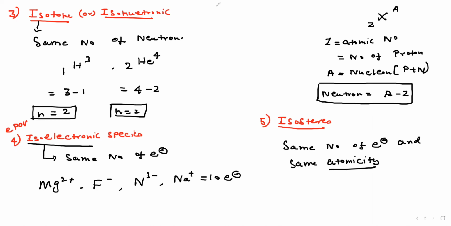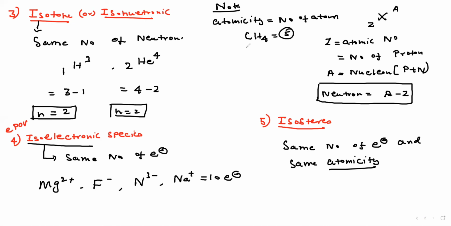Please note. Whenever I say note, it is very important. What is atomicity? Atomicity is equal to the number of atoms. For example, I take CH4, methane. How many atoms? 4 hydrogen and 1 carbon. Therefore, atomicity is 5. Understand?